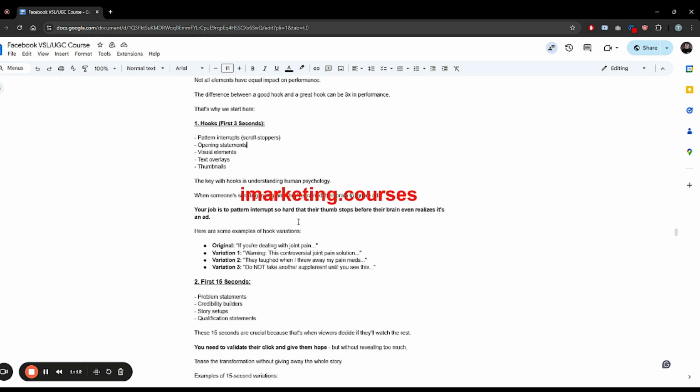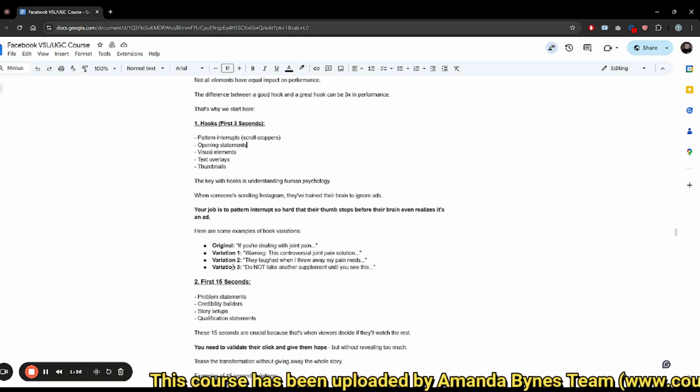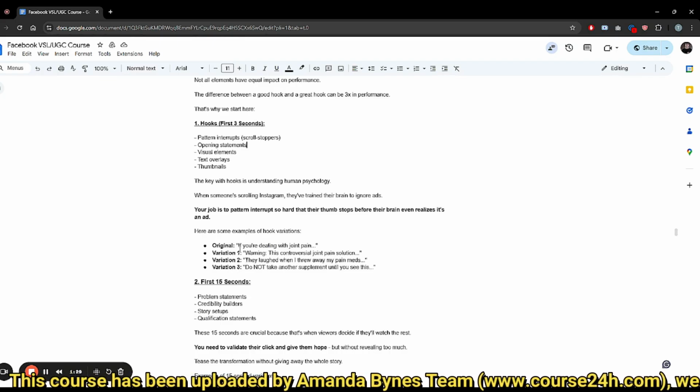And here are some examples of hook variations. So our original hook is, "If you're dealing with joint pain." Variation number one, "Warning, this controversial joint pain solution." Variation number two, "They laughed when I threw away my pain meds." Variation number three, "Do not take another supplement until you see this."